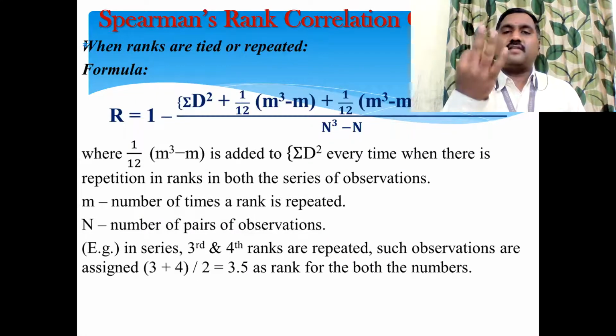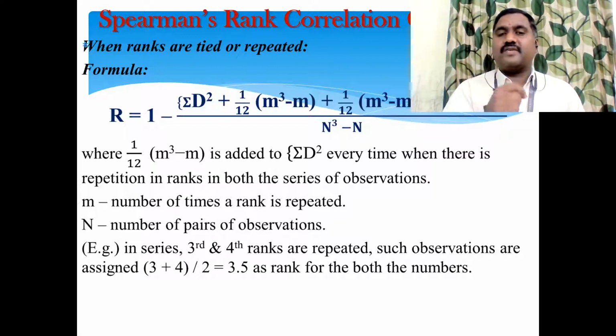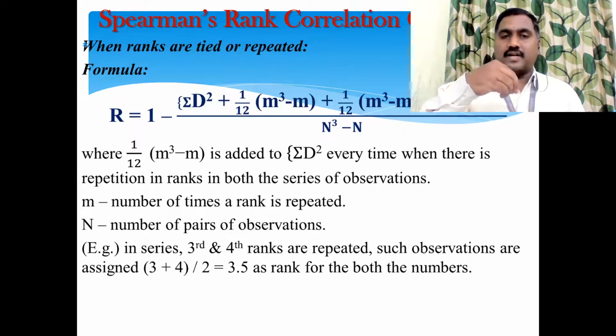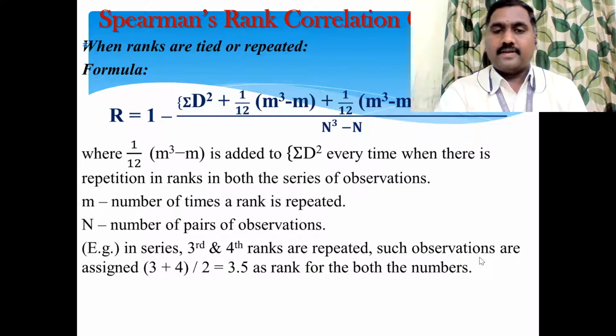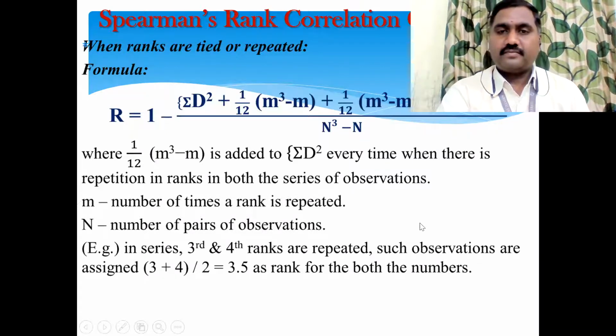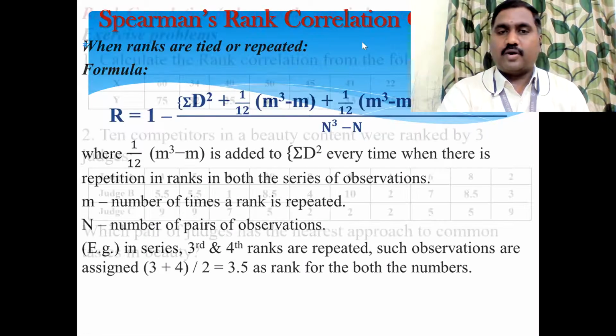Similarly, it goes on like that. For example, if 3 numbers are repeated, lying in the 5th, 6th and 7th positions, then 5 plus 6 plus 7 divided by 3 gives the average. Put that same average for all 3 numbers, and the next number gets the 8th rank. No more 7th rank, because 5, 6, 7 are all the same, so we have taken an average. Now is it clear, guys? Shall we move on to the problem?